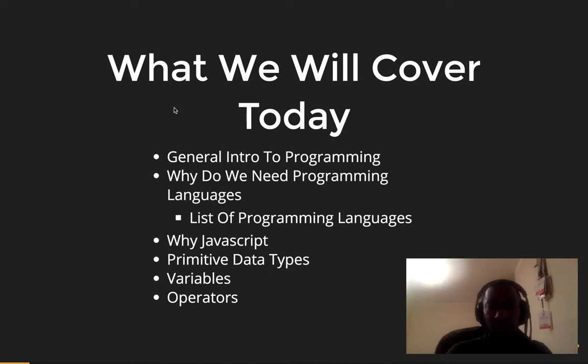So what am I going to cover with you today? We will be covering a general introduction to programming, why we need programming languages, a list of some programming languages, and why we are going to be primarily using JavaScript in the entire series, because this is a series, and this is just the first one. There are going to be subsequent videos and slides that will be added later on, and we're mostly going to be using JavaScript. At some point, we might show examples from languages like Java and C# to explain some of the more object-oriented concepts. But most of the time we're going to be using JavaScript. We're going to talk about something called primitive data types. We're going to talk about variables and also operators.